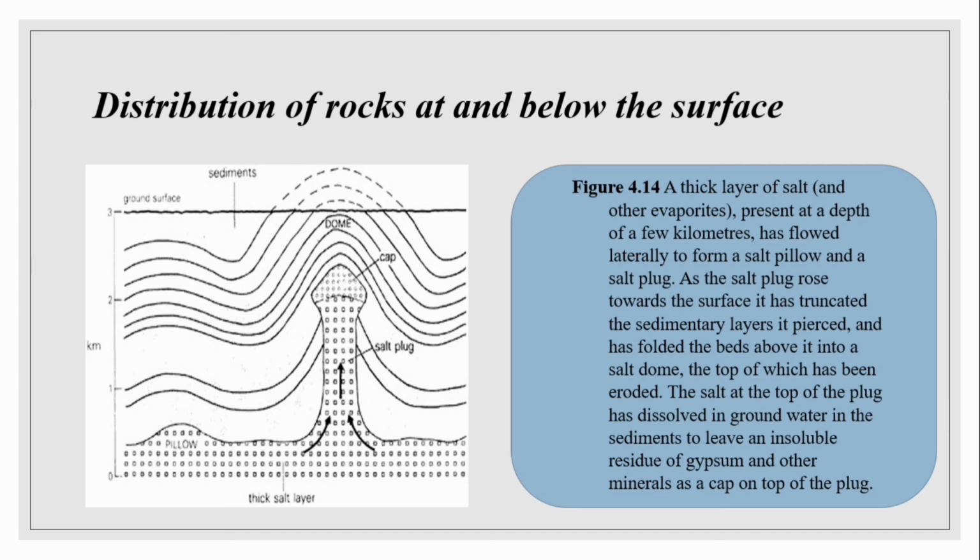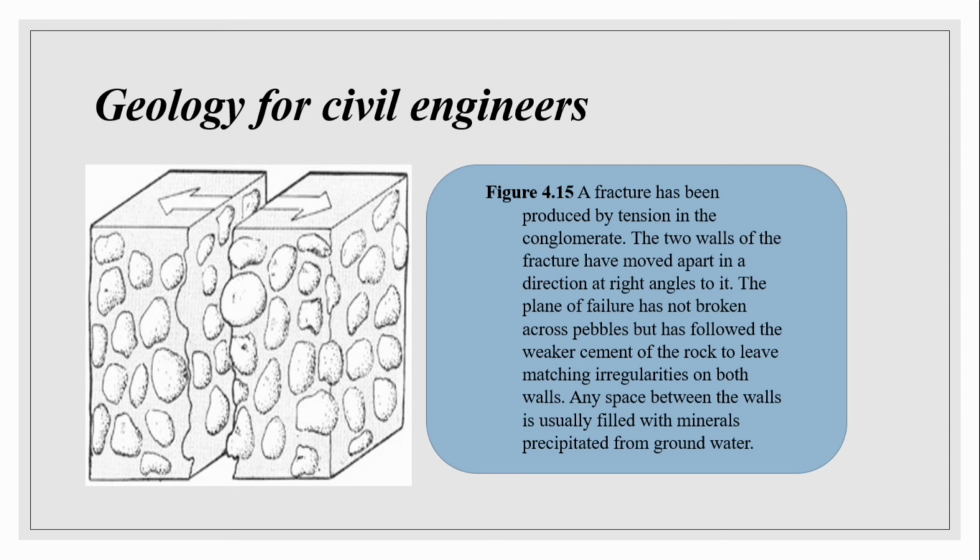Next, as you can see in figure 4.15, there is a fracture in the conglomerate caused by tension. A fracture has formed with two walls that have moved apart in a direction that is perpendicular to the fracture. Instead of breaking through pebbles, the plane of failure has tracked the weaker cement of the rock to leave matching irregularities in both walls. It is common for minerals to precipitate from the groundwater into the spaces between walls.